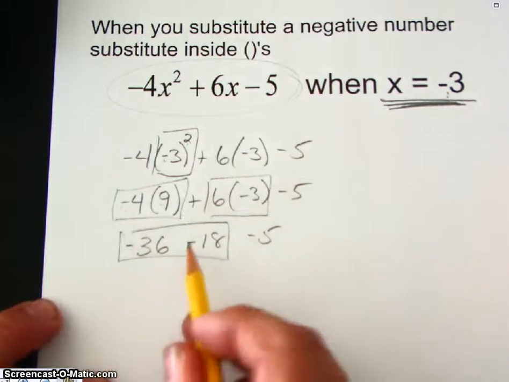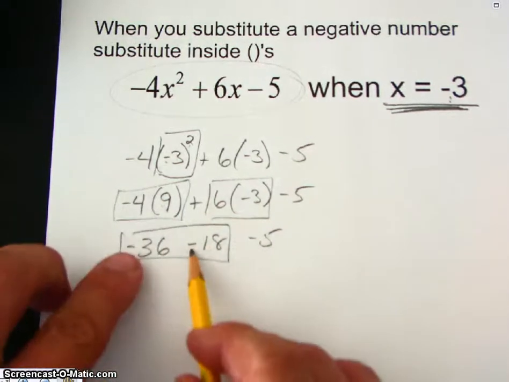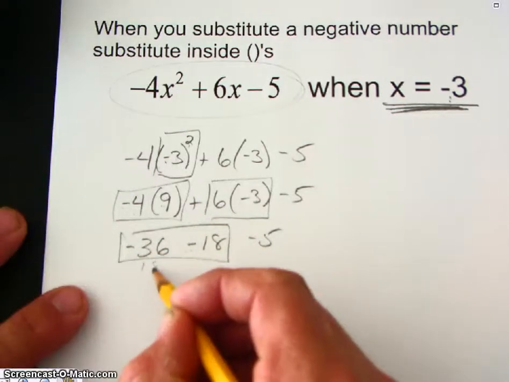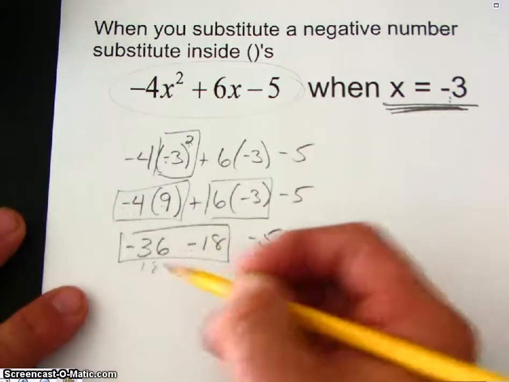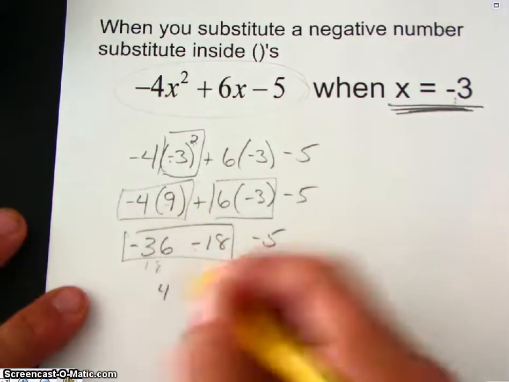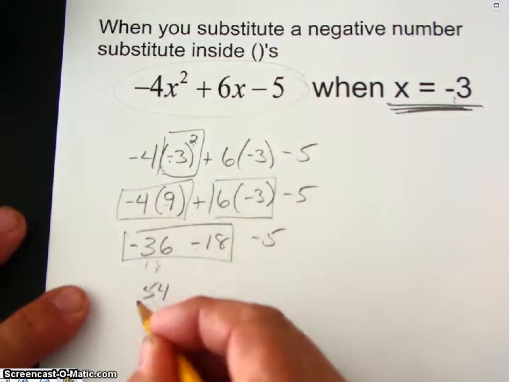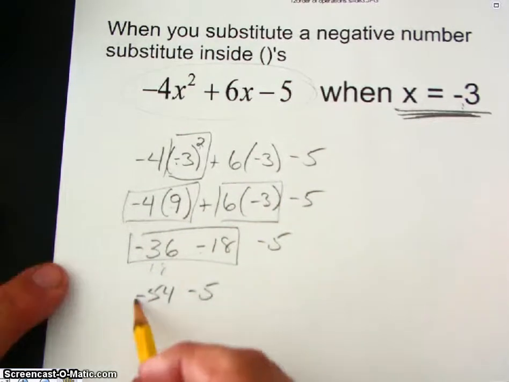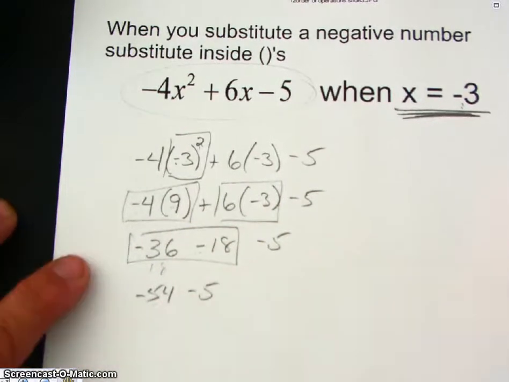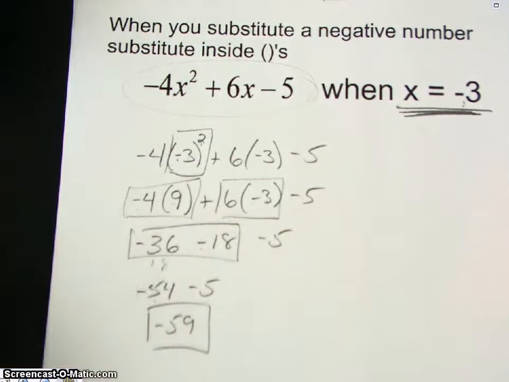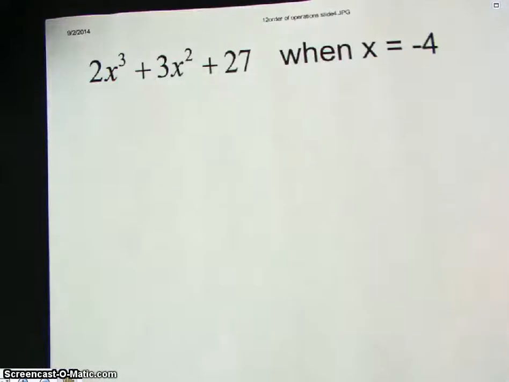So negative 36 minus 18, well, since the signs are the same, I actually add them. So 36 plus 18 is what? 8 and 6 is what? 15? Nope, 14. So I get negative 54 minus 5. And then since the signs are the same, that means I add those together, so I get negative 59. And there's your answer. All right, so let's do one more example, and that'll be it for this video.